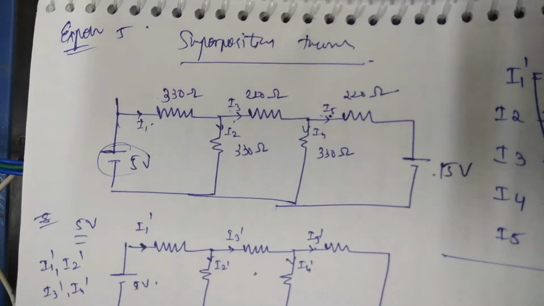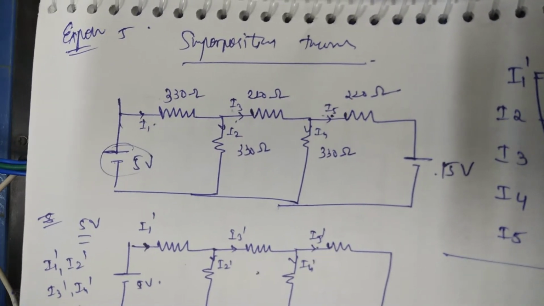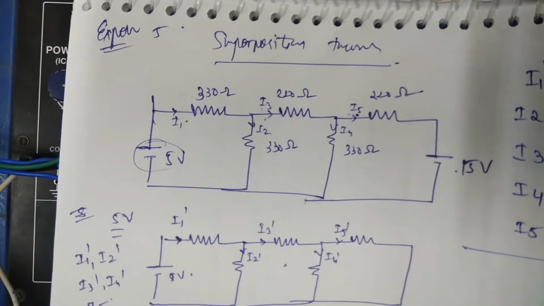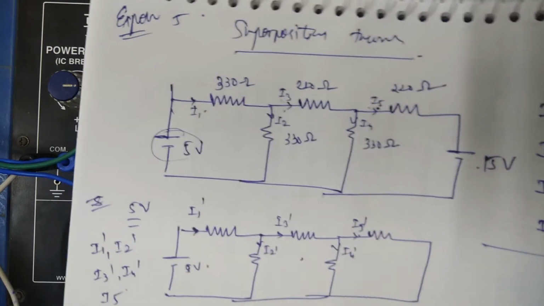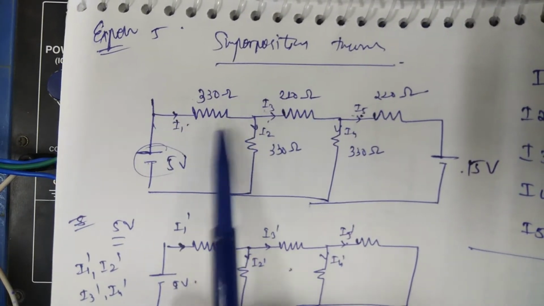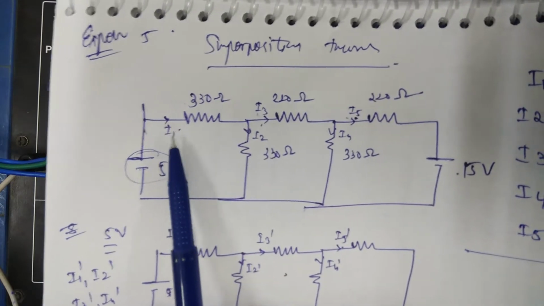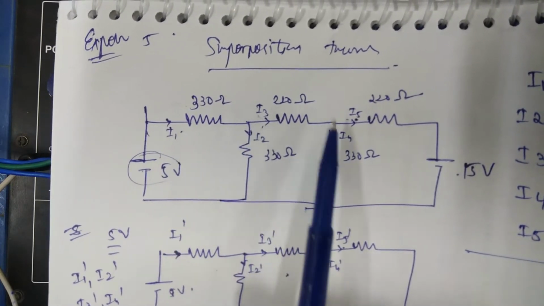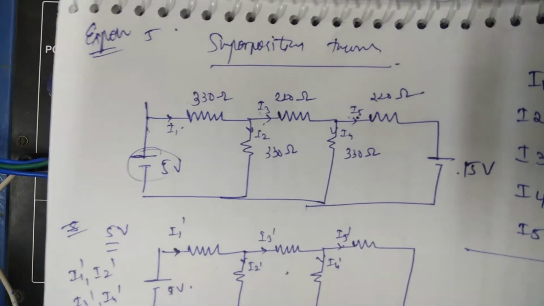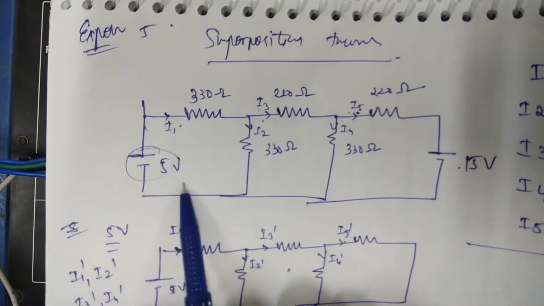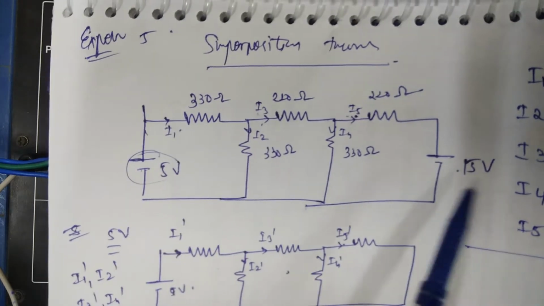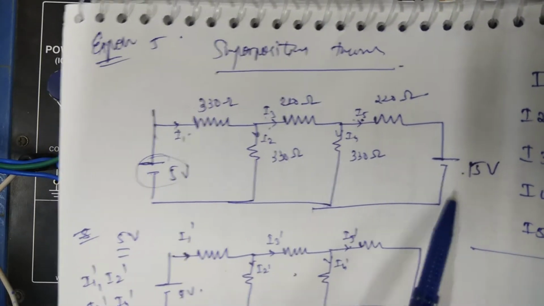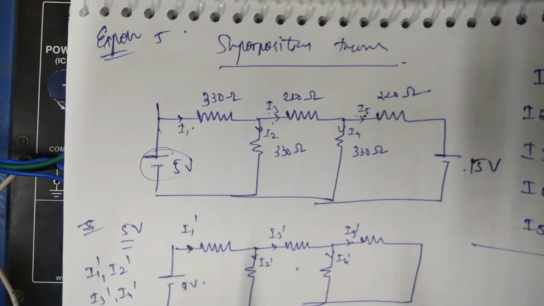Hello students, we are going to complete experiment number 5. Experiment number 5 is related to the superposition theorem. As we did in the theory class, in the theoretical calculation, we have found the values of I1, I2, I3, I4, I5 for the superposition theorem. So what we have to do is apply 5 volt and 15 volt individually and simultaneously. So we will be having 3 cases.